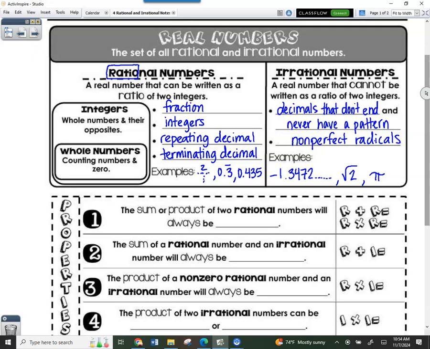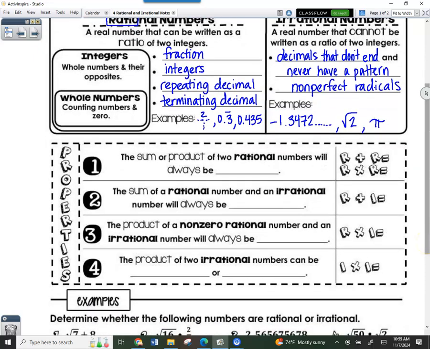Okay, we need to talk about the operations with these types of numbers and what you're going to get, okay? I really want you to think of people. If you have a rational person in front of you, you can manage the conversation. But if you have an irrational person in front of you, you can't manage the conversation. So watch this. The sum or product of two rational numbers, what do you think it'll always be? Rational or irrational? Rational, because they're two rational people, right?